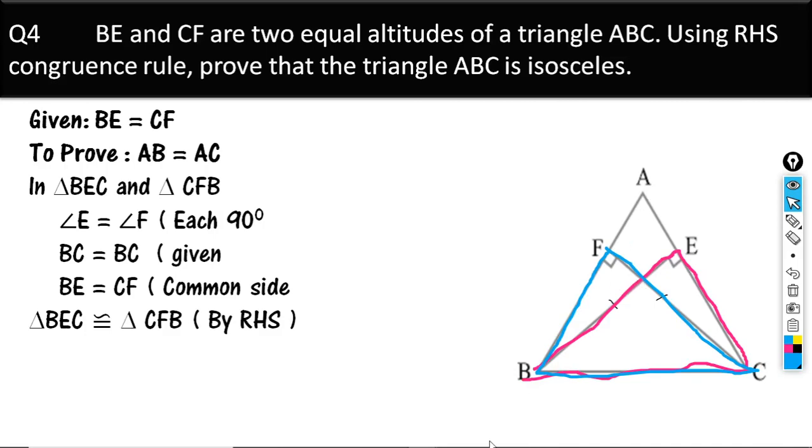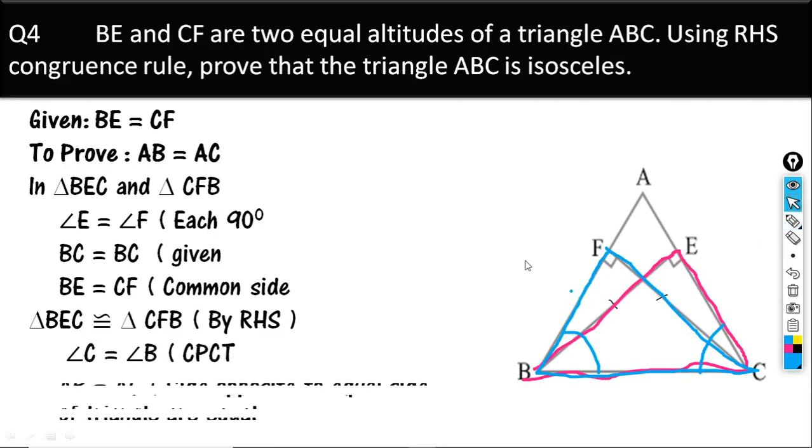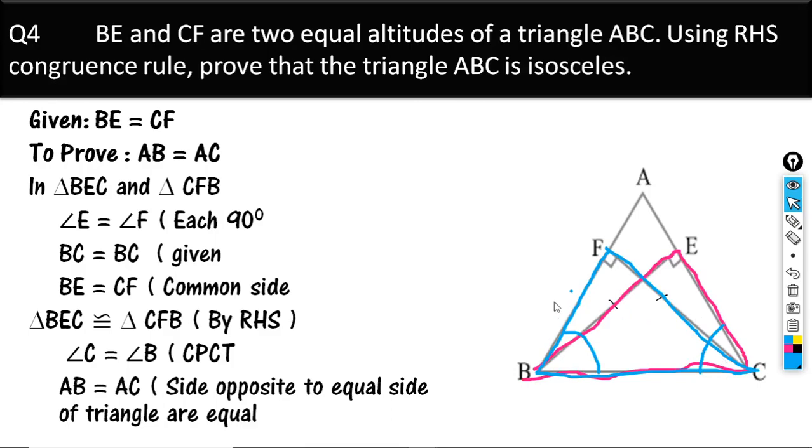But still we want to prove here that the side AB is equal to AC. For proving it, if you see in the first triangle BEC, this is the angle C, and this is the angle B. They are equal because of CPCT. As they are equal because of CPCT, angle C is opposite to AB, and angle B is opposite to AC. So these sides are equal, because the sides opposite to equal angles of a triangle are equal, and finally we say that this is an isosceles triangle.